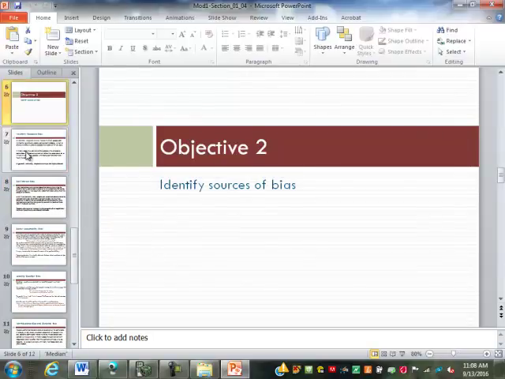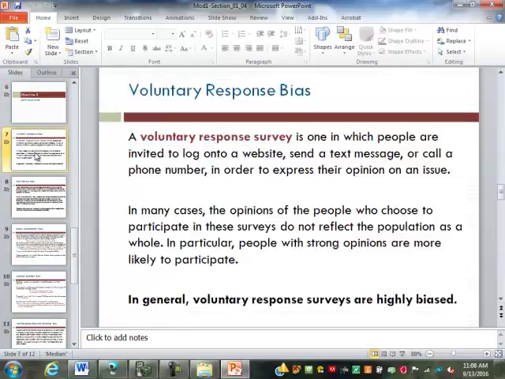So, sources of bias, again: choosing from a limited sample. Generally, samples of convenience produce bias because, if they're convenient, usually there's some sort of defining factor that makes them convenient. Voluntary responses are always biased because, as we said, unless it's something you have a strong opinion on, many times you do not respond.